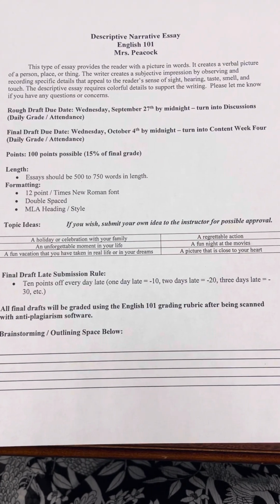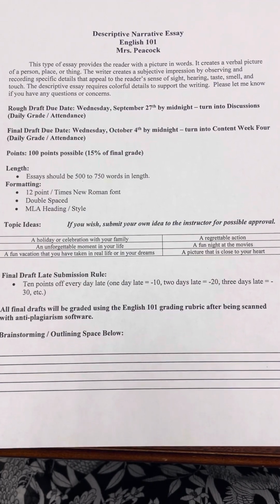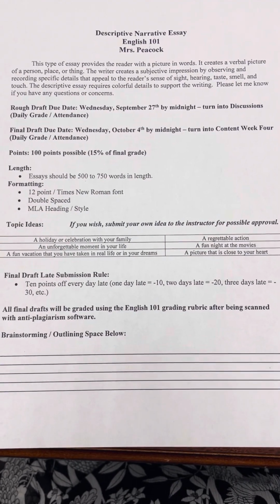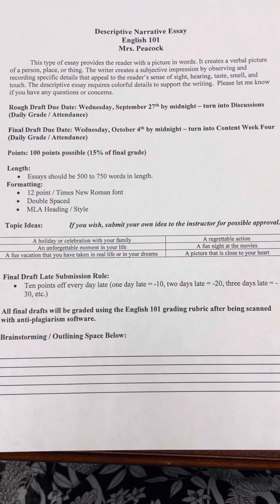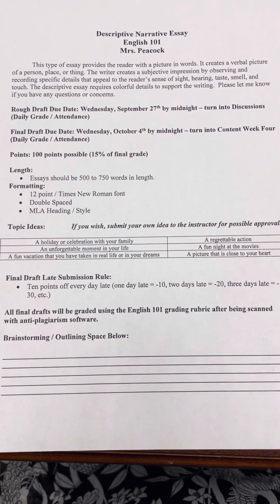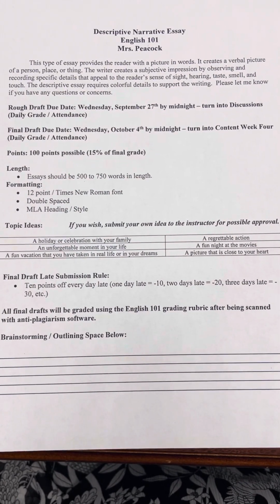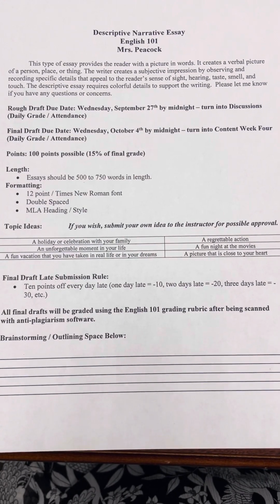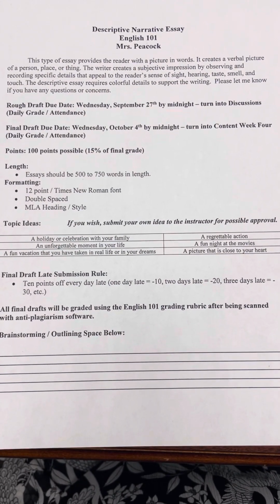The rough draft due date is Wednesday, September 27th by midnight, and you'll turn that into the discussion board for peer review. The final draft, which is the essay I'm going to grade, is due Wednesday, October 4th by midnight. And you'll turn that into the Content Week 4 folder.